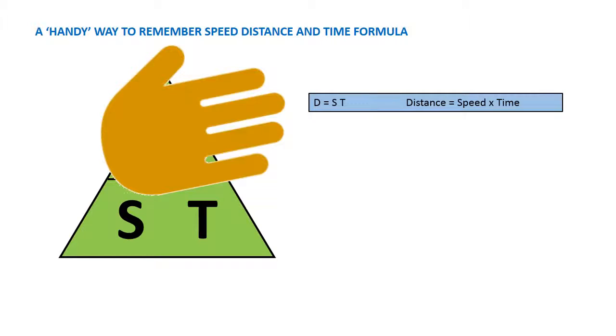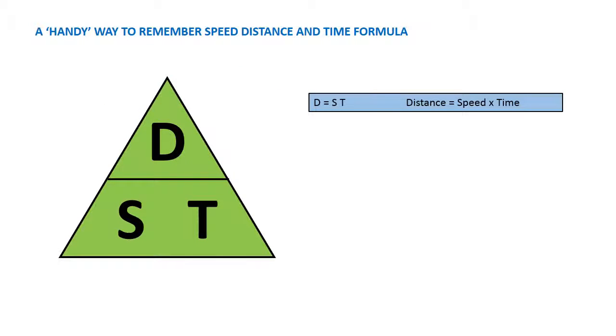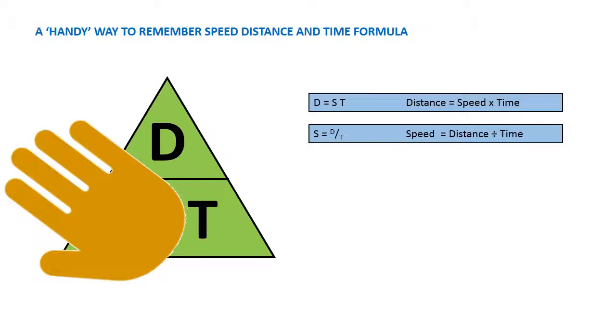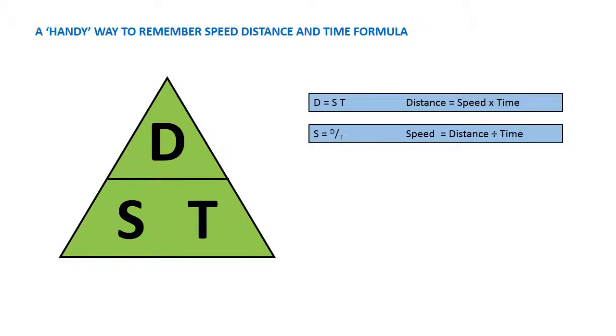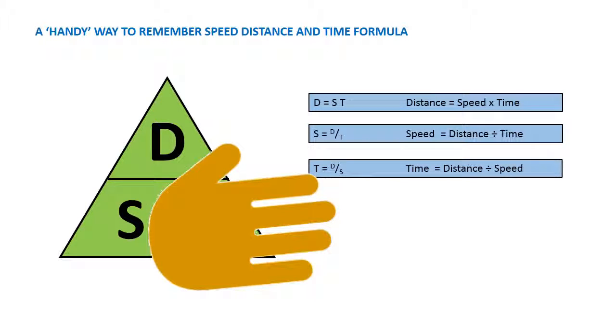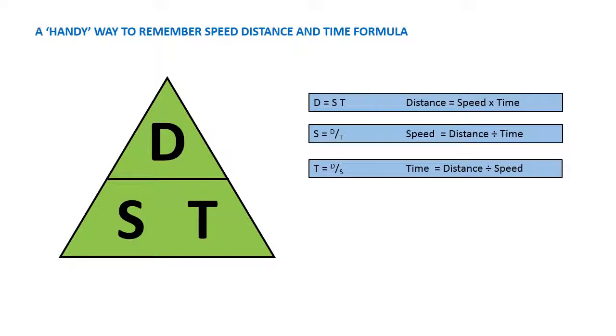If you want a formula for speed, then cover up S, and you'll find that S equals D over T, or speed equals distance divided by time. And if you want to find a formula for time, then cover up T. T equals D over S, or time equals distance over speed. 3 formulas are summarised by the one handy device.